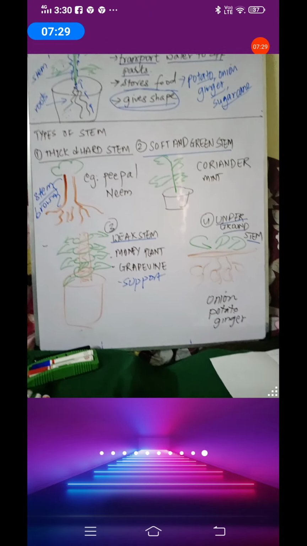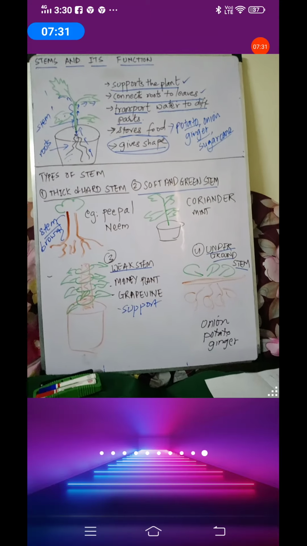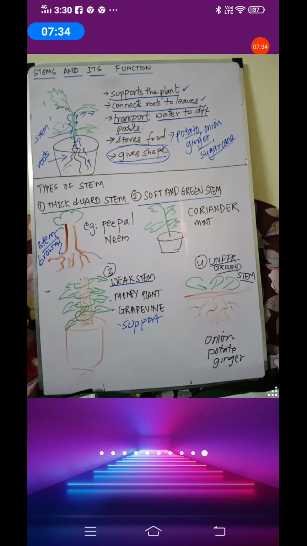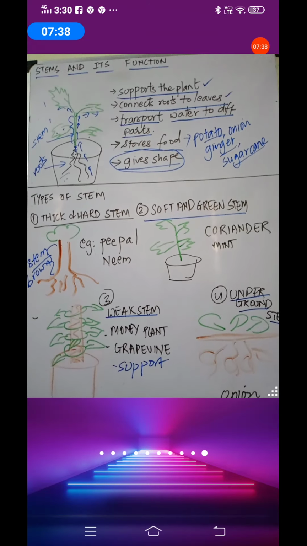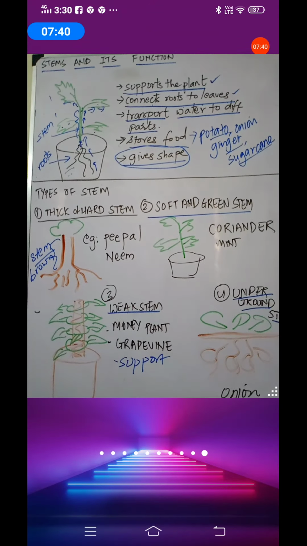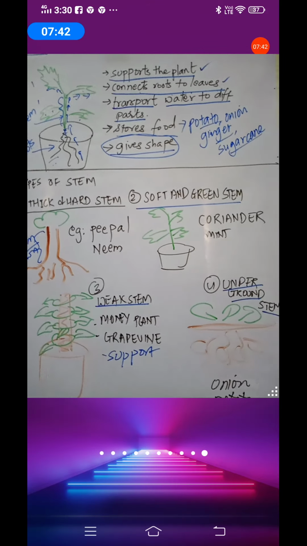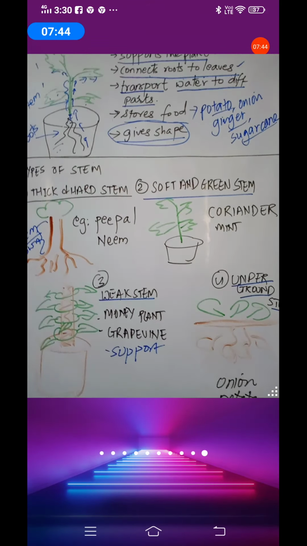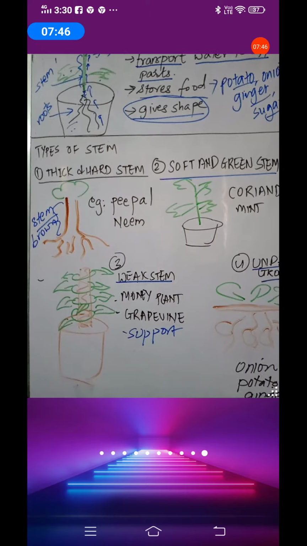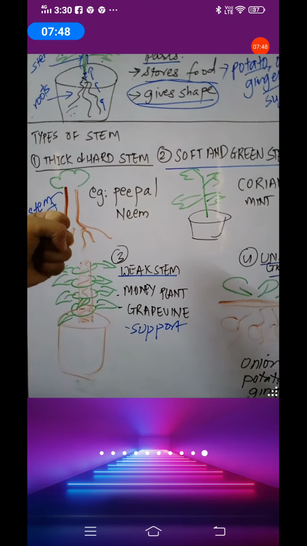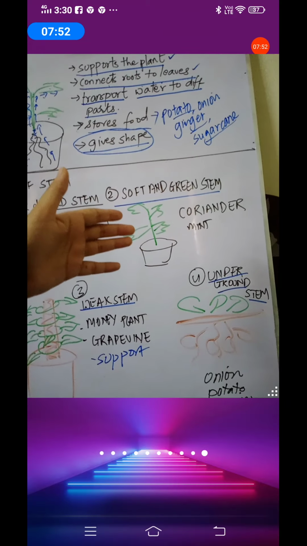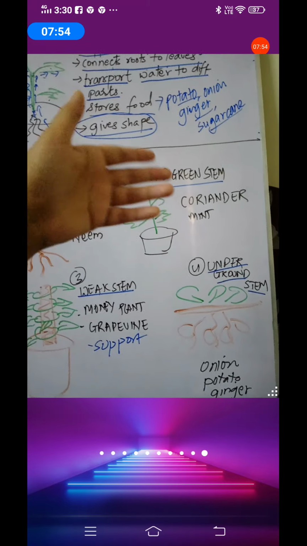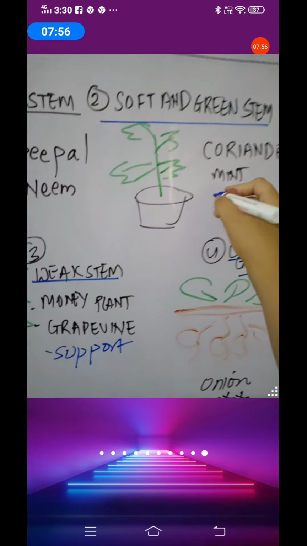So we'll have a full look now at what we have studied. Different types of stems. What are the different types of stems? Thick and hard stem, soft and green stem, weak stem, and underground stem. Examples of thick and hard stem will be trees which are very strong, like peepal tree, mango tree. Which plants have soft and green stem? They are generally the herbs.